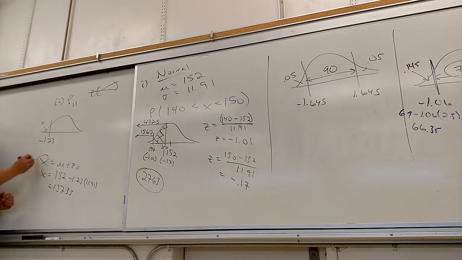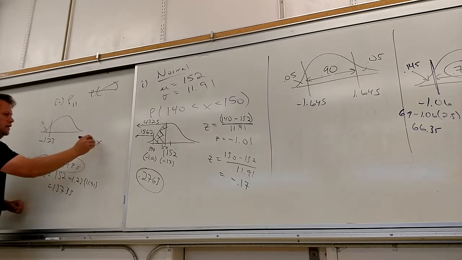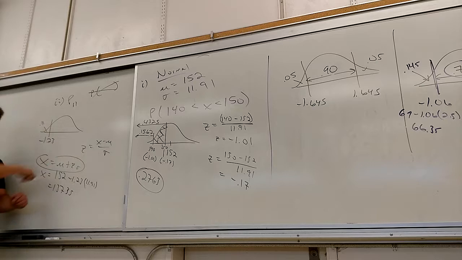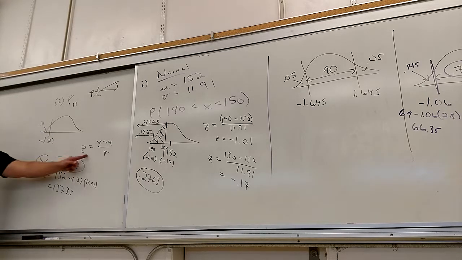Do you guys understand that this formula is the same as this formula? They're exactly the same. Just this is solved for z and this is solved for x. Same formula, so they do the same job. They translate from one to the other one. So if I know z, I use this one to get x. If I know x, I use this one to get z.